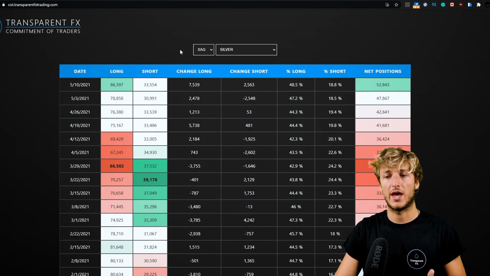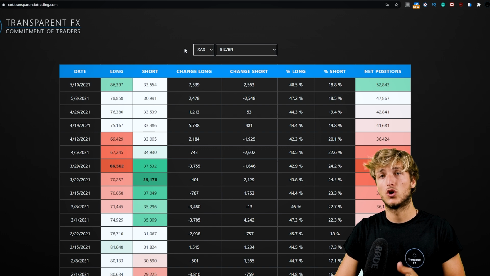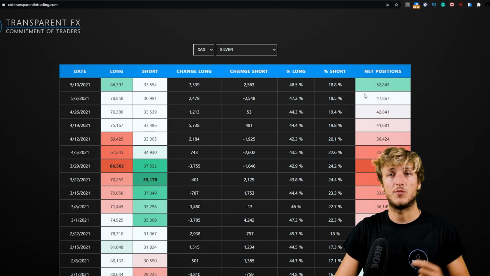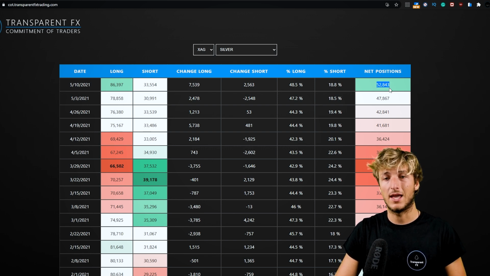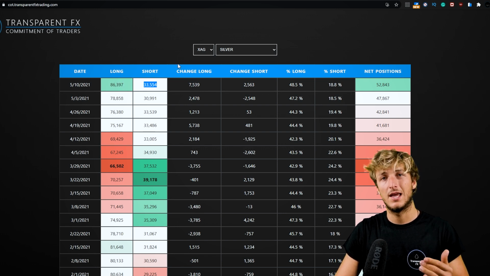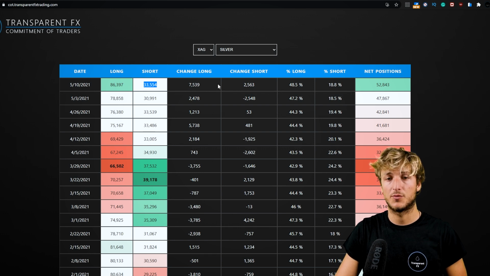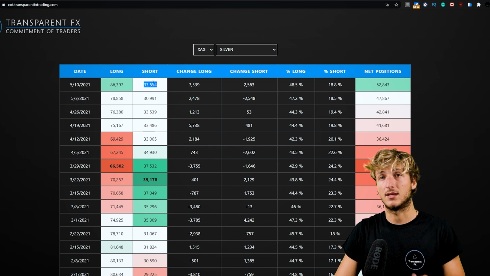Now, if we go and see what we have from a COT perspective, so commitment of traders, which is what hedge funds are currently doing in the market, we can see that lately on silver net positions have been increasing. In fact, we went from having 28.9k net positions all the way up to having 52.8k net positions, with 7.5k longs added, with the last report reaching 86k long positions and 33k shorts. So silver is getting quite bullish also from an institutional perspective, with longs getting increased and shorts getting decreased.